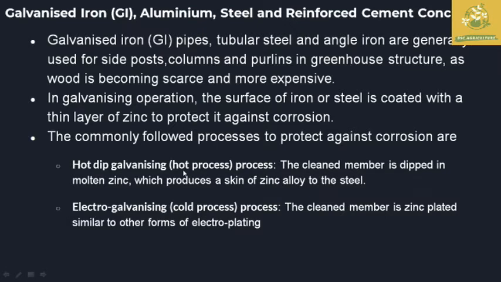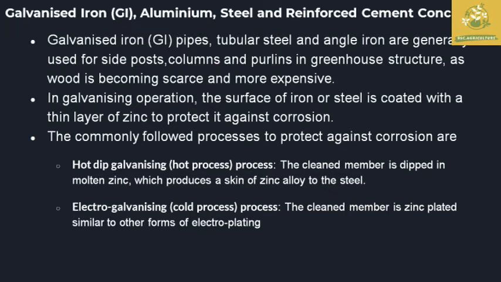After that, the second group of materials mostly used are galvanized iron pipes, aluminum, steel, and reinforced cement concrete. First, I am going to tell about the galvanized iron pipes. GI pipes as well as tubular steel and angle iron are generally used in making the side posts in these types of polyhouses or greenhouses. They are more expensive when compared to wood, and are used for semi modern polyhouse structures.